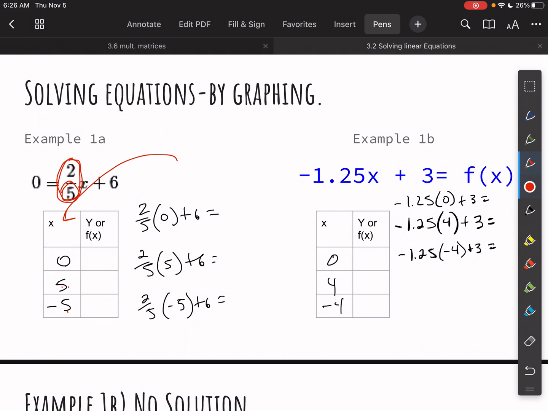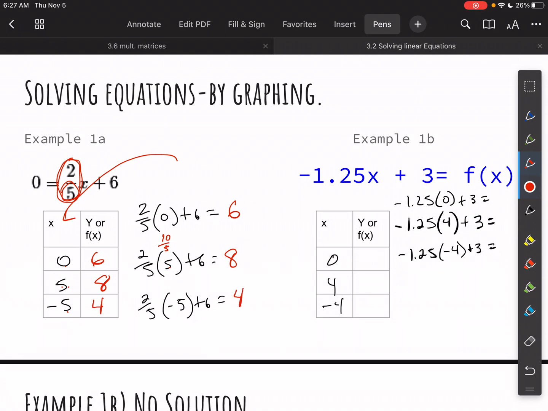If I plug a 0 in first, 0 times 2/5 is 0, 0 plus 6 is 6. Right, so there's my y-intercept. Happens at 0, 6. Then I'm going to take a 5 and plug it in. 5 times 2/5 is the same thing as 10/5, which is 2, right? 2 plus 6 is 8. And then here I have -5 times 2, which is -10. -10 divided by 5 is -2. -2 plus 6 is 4.